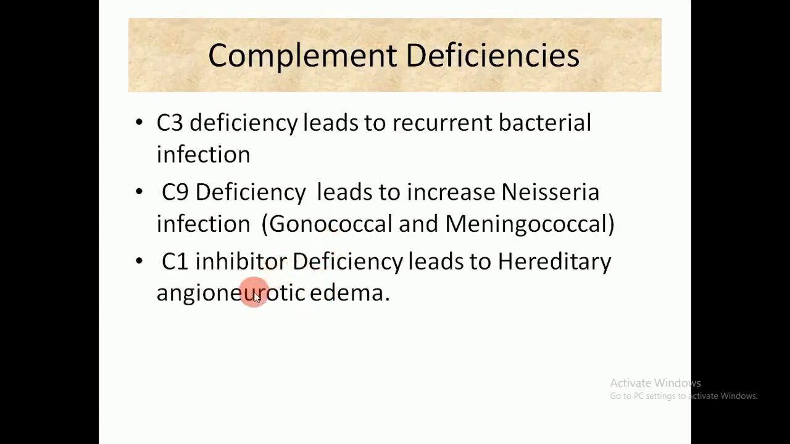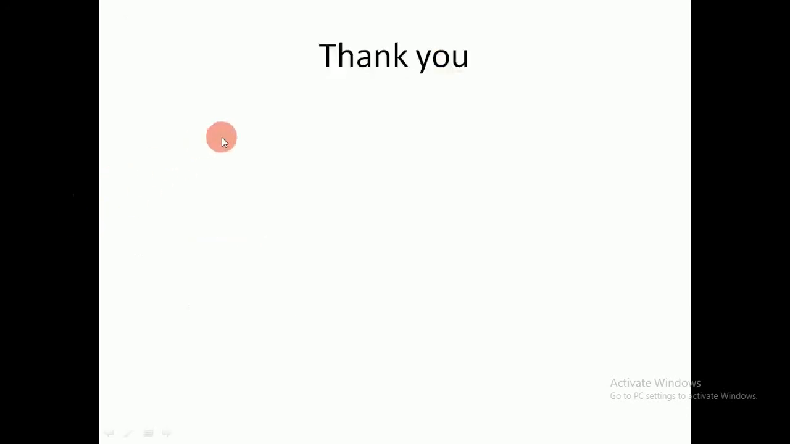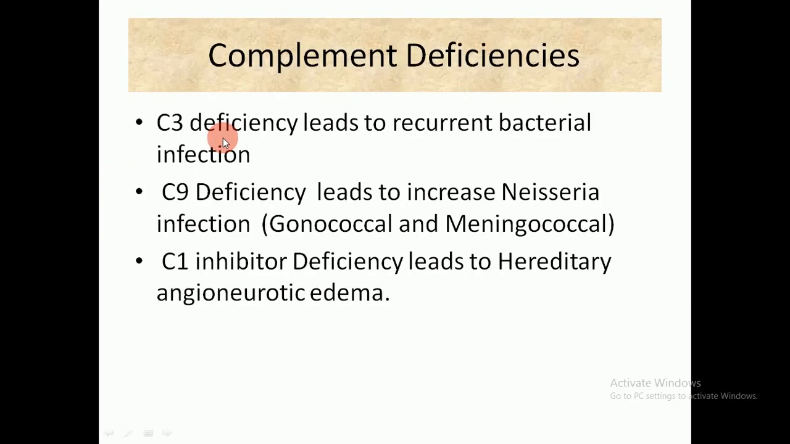Complement deficiency. When there is a deficiency in a complement component, it leads to formation of disease. First, C3 deficiency: when there is complement 3 deficiency, it leads to recurrent bacterial infection. When there is deficiency in C9, it leads to increased Neisseria infection, whether gonococcal or meningococcal. C1 inhibitor deficiency leads to hereditary angioneurotic edema. So, when there is deficiency in the complement component, it leads to development of diseases.